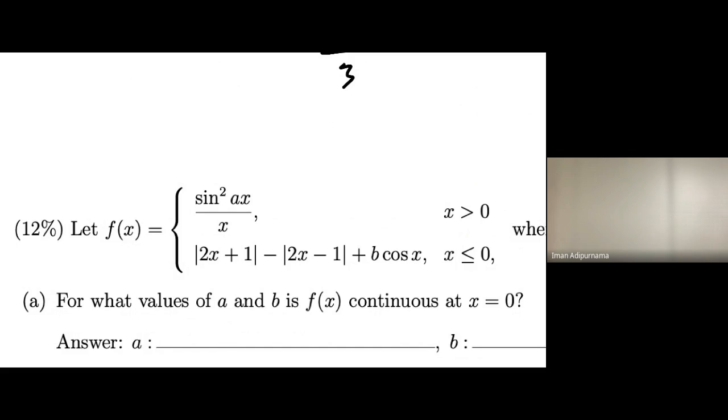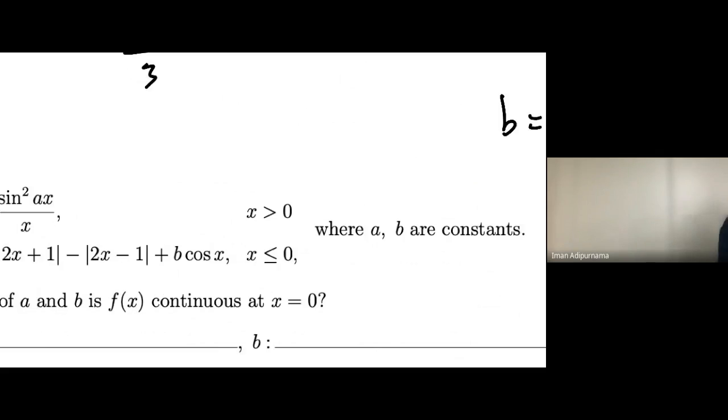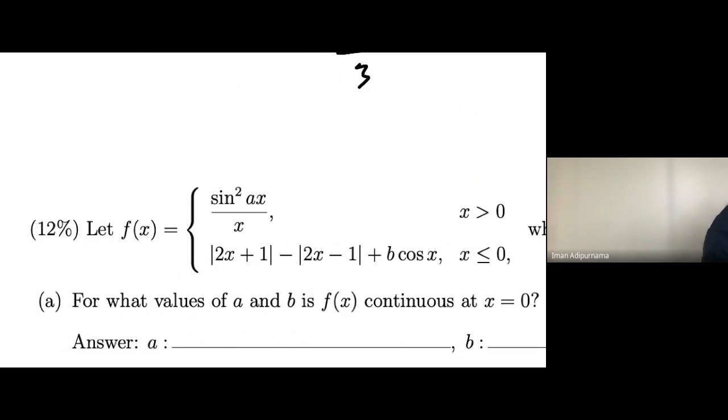The question is similar. You need to find constants a and b, where a and b are constants, and you have two conditions here. For what values of a and b is the function continuous at x equals 0?